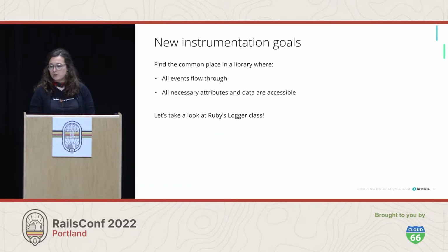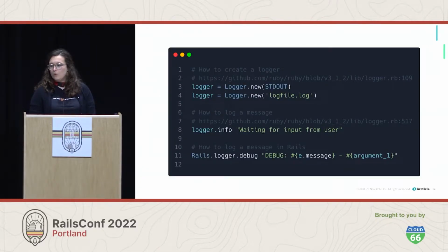So let's look closer at the Ruby logger class. Right here, this is a bit of an overview in case you haven't used the Ruby logger before. You can start out by calling Logger.new and defining where you would like to output your log messages, sometimes to a file, sometimes to standard out. You can also call by severity, logger.info as an example here. And the Rails logger uses this class as well and looks very similar, where you just call Rails.logger.debug to get your logs output.